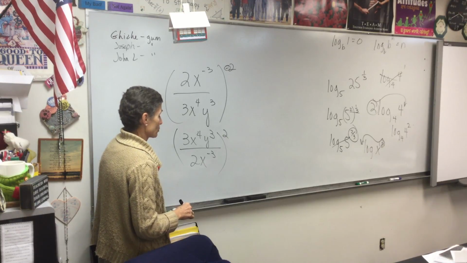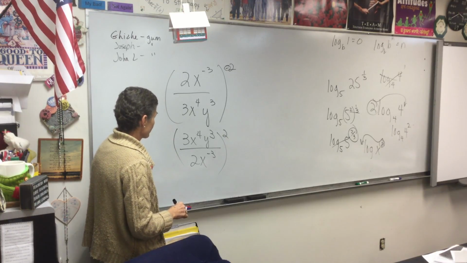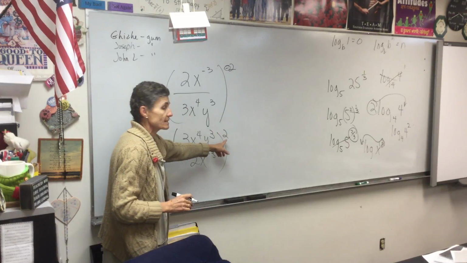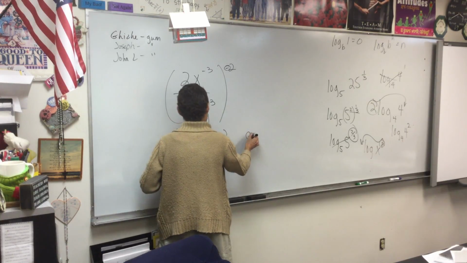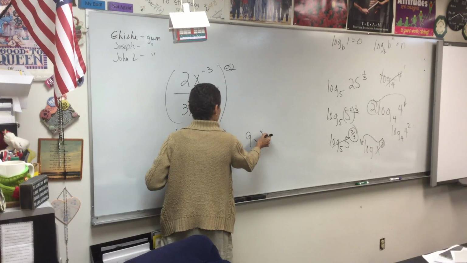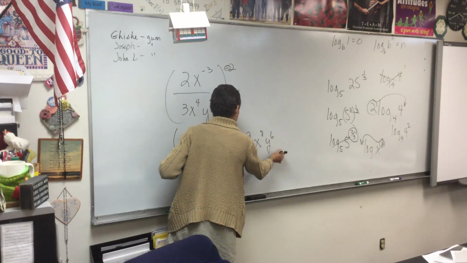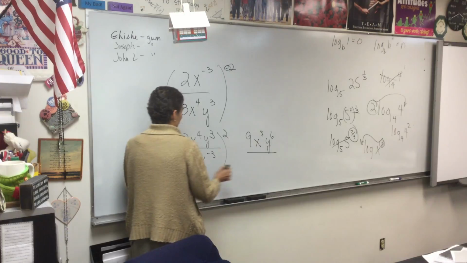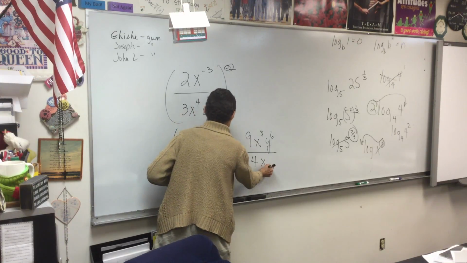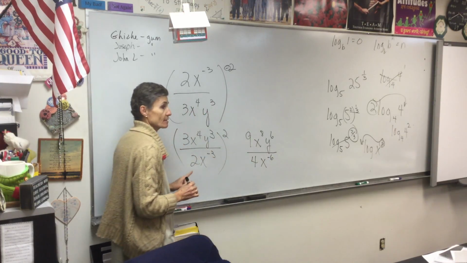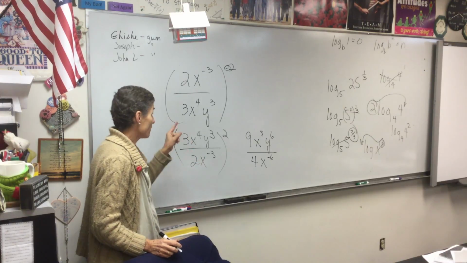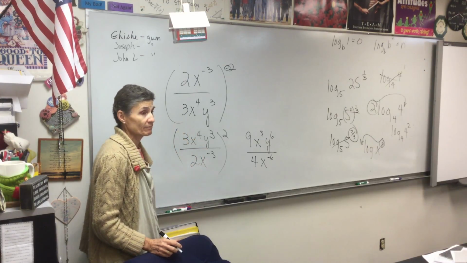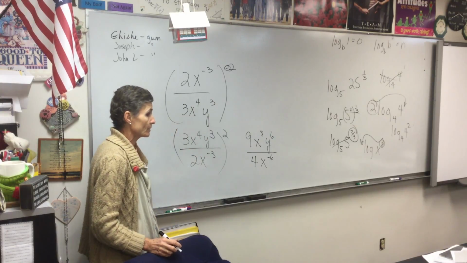Maura, what'd you do next? Or what would you do next? I squared everything. She took everything to the second power, and that does include the numbers. So that will be 9x to the 8th, y to the 6th, over 4x to the negative 6th. Again, you don't have to do it in this order, but that has to be done. At some point, we have to do that, so she's got it done.